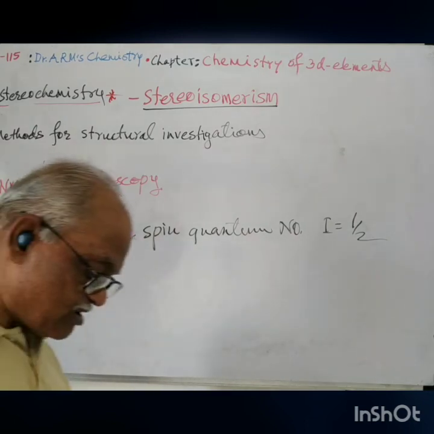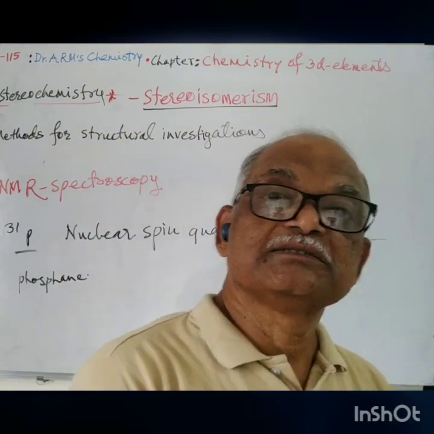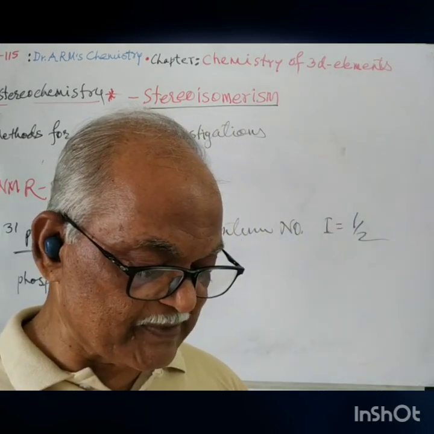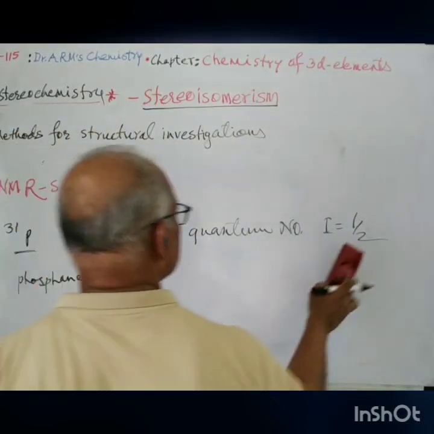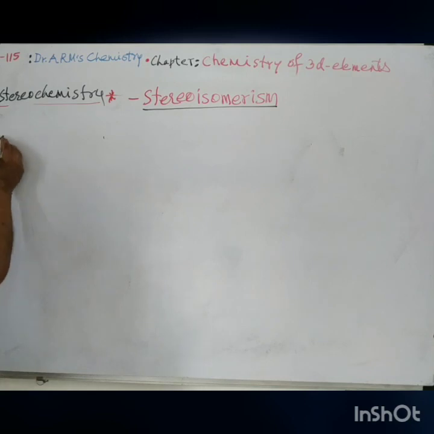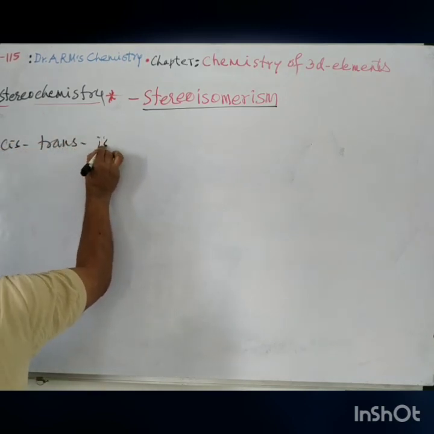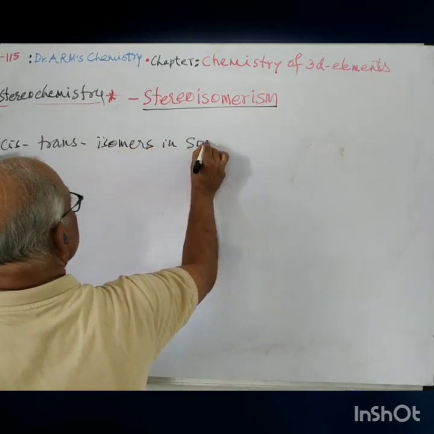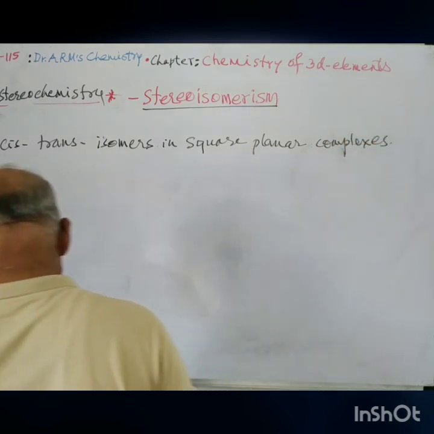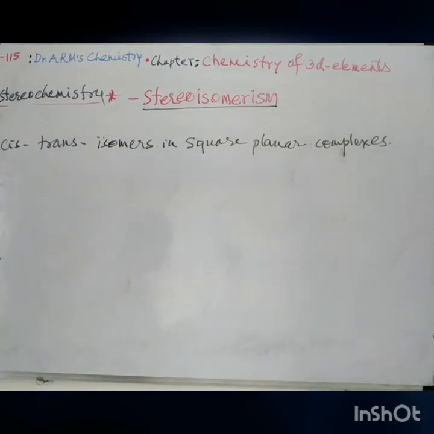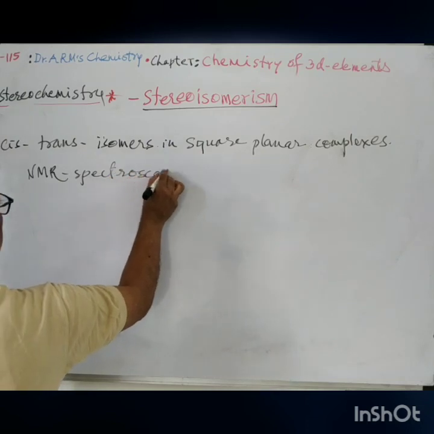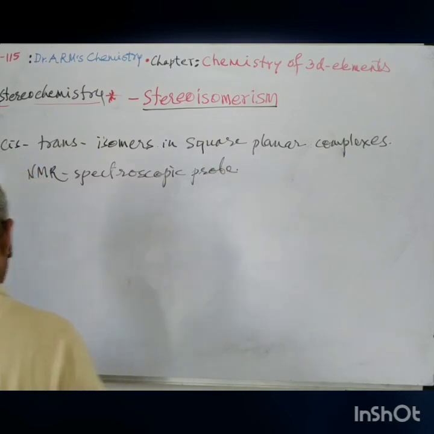This is a spectroscopic or diagnostic method for studying isomers, which are cis and trans in nature. For example, cis and trans isomers of square planar complexes. So here we will see the NMR spectroscopic probe for cis and trans isomers in square planar complexes.